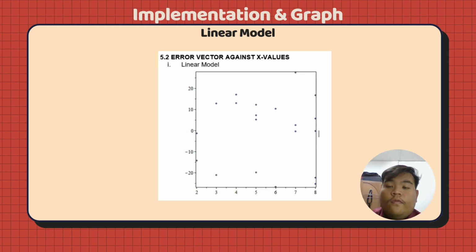Now let's move to the second graph, which is the error vector against x value. As you can see, the plot shows a non-random pattern with residuals tending to be closer to 0 in the middle of the x values. The linear model might not be the most appropriate fit for the data, or one or more assumptions of linear regression are violated.